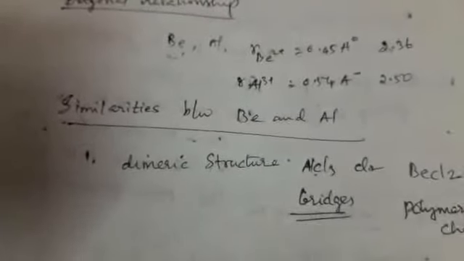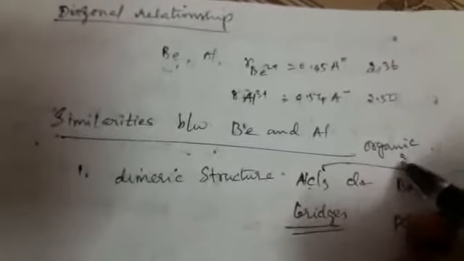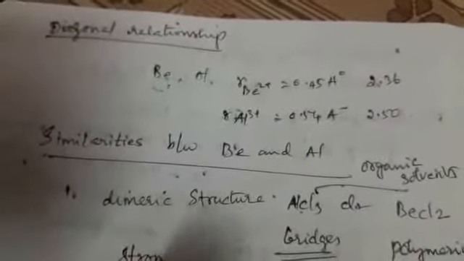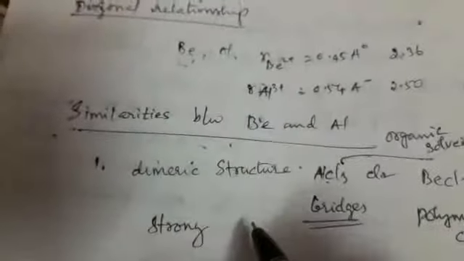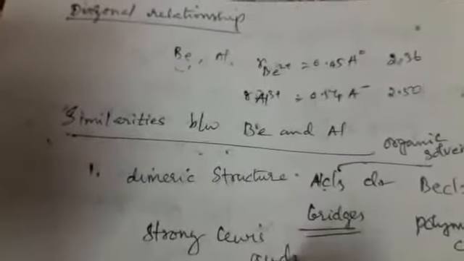Both chlorides are soluble in organic solvents. Both are strong Lewis acids.